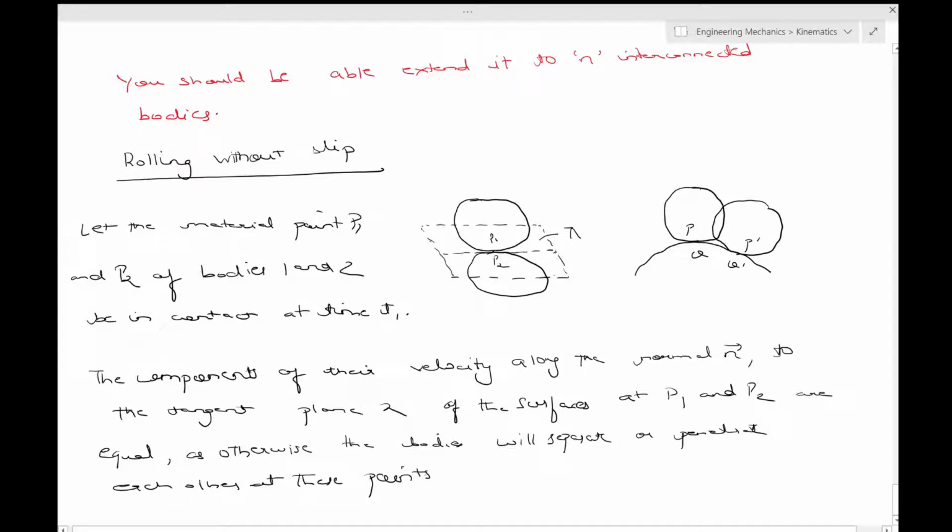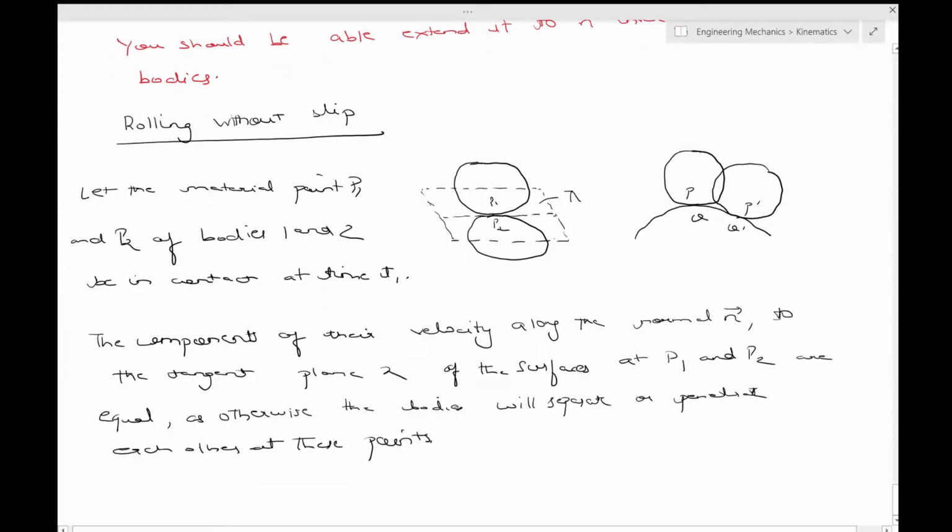So we don't allow penetration because both of the bodies are rigid, and they can't separate because we are saying that they are in contact. Hence the normal component of the velocity along the normal n to the tangent plane pi of the surfaces at P1, P2 are equal. If they are not equal, then it will either separate out or it will penetrate. Hence the relative normal velocity, so called, is 0. That's the point.